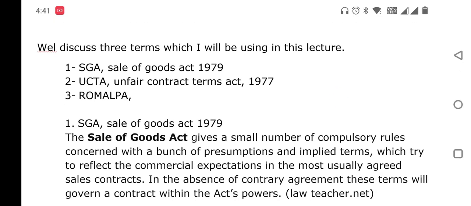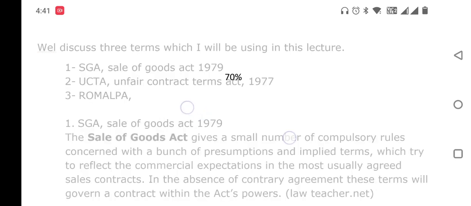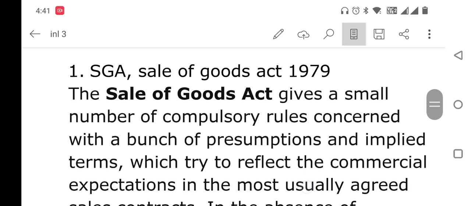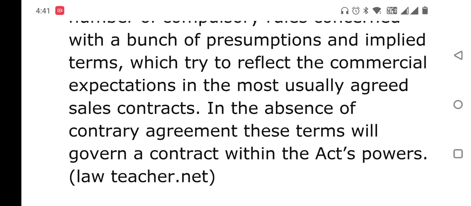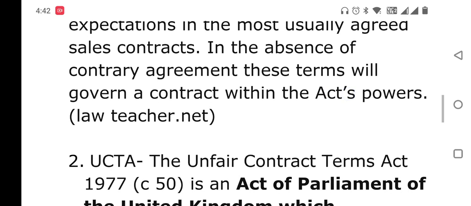The SGA, or the Sale of Goods Act 1979. The Sale of Goods Act gives a small number of compulsory rules concerned with a bunch of presumptions and implied terms which try to reflect the commercial expectations in the most usually agreed sales contracts. In absence of contrary agreement, these terms will govern a contract within the Act's power. This definition we have taken from the lawteacher.net website.